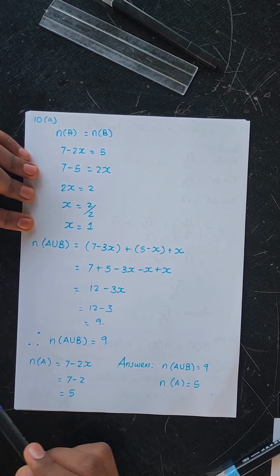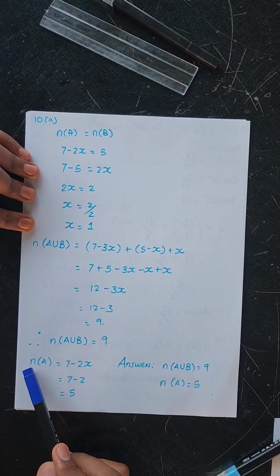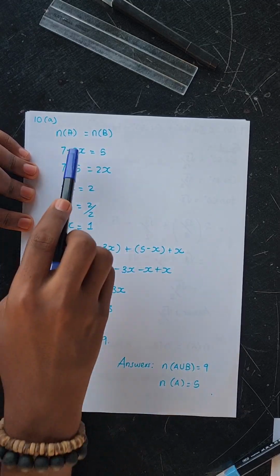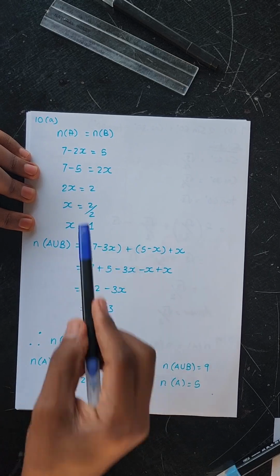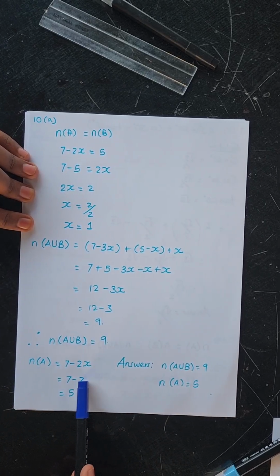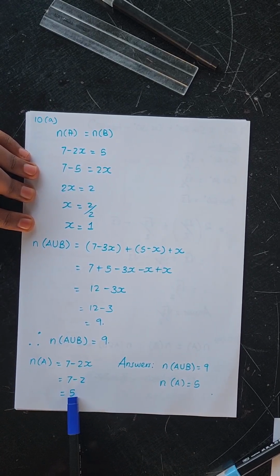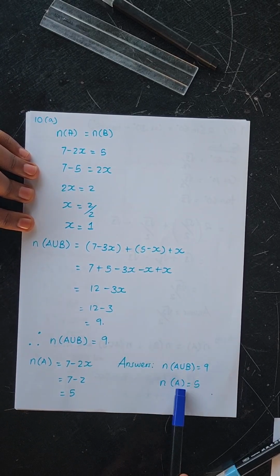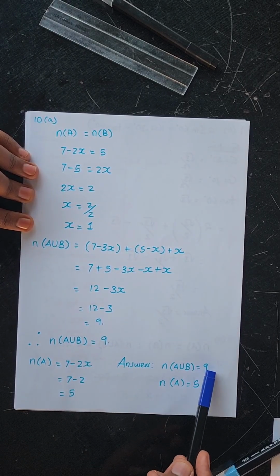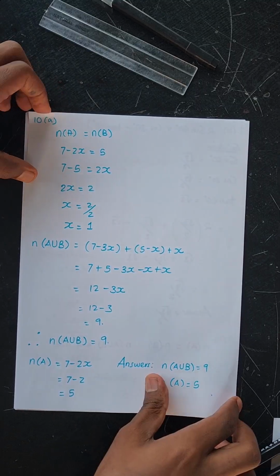And now we need to calculate the value of A. So coming back to our first equation for A, 7 minus 2x, we replace the value of x, we get 7 minus 2 times 1, 7 minus 2, and 5. So the number of elements in set A is 5. So these are our answers. A union B is 9, A is 5.